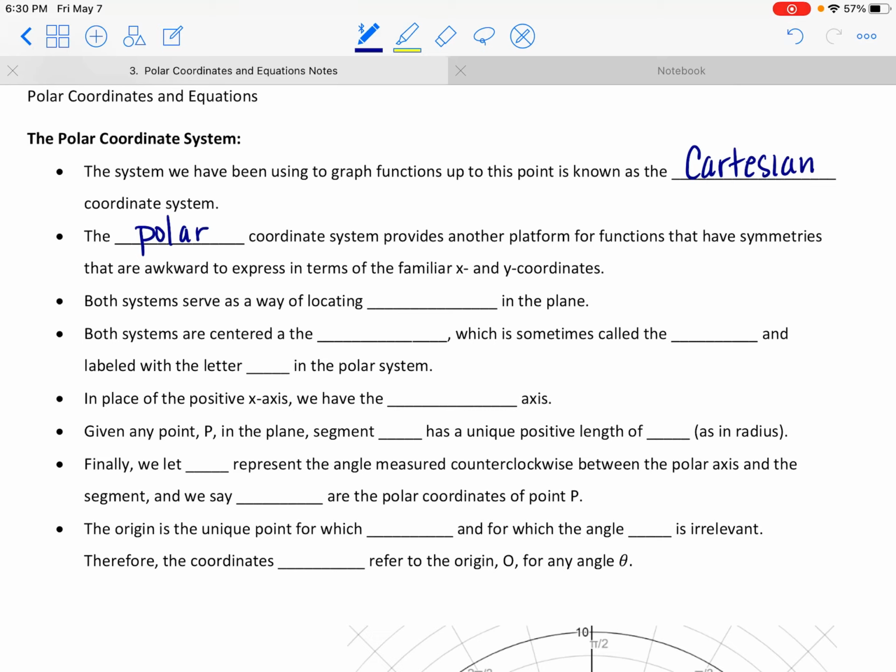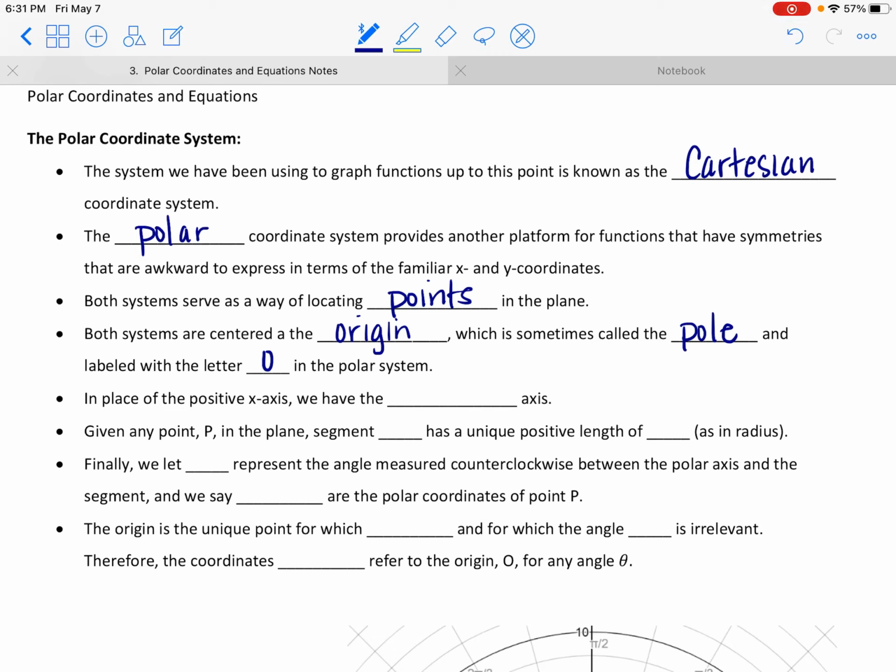Okay, and so there are some commonalities. Both of the systems serve as a way of locating points in a plane. So both Cartesian and polar coordinate systems are locating points in a plane. Both of them are centered at the origin. It's just the origin is called a couple different things in the polar system. In the polar system, sometimes the origin is called the pole, and sometimes it's labeled with the letter O. And in the Cartesian coordinate system, the origin is at the point (0, 0). It's slightly different for the polar, but I'll get to that in a second.